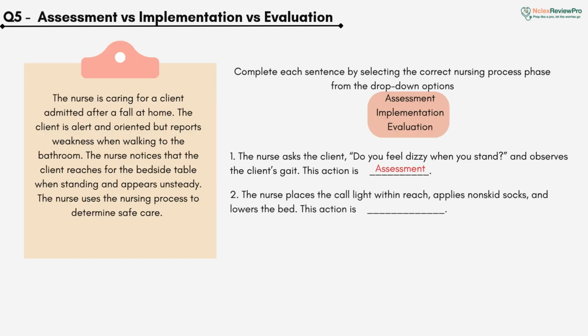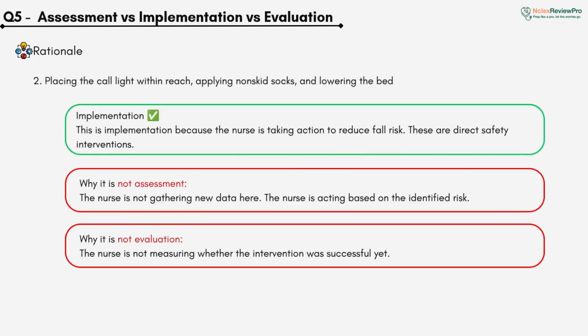Sentence 2 says, the nurse places the call light within reach, applies non-skid socks, and lowers the bed. This is blank if you think about it. It is implementation. The nurse is taking action to reduce fall risk. These are direct safety interventions.